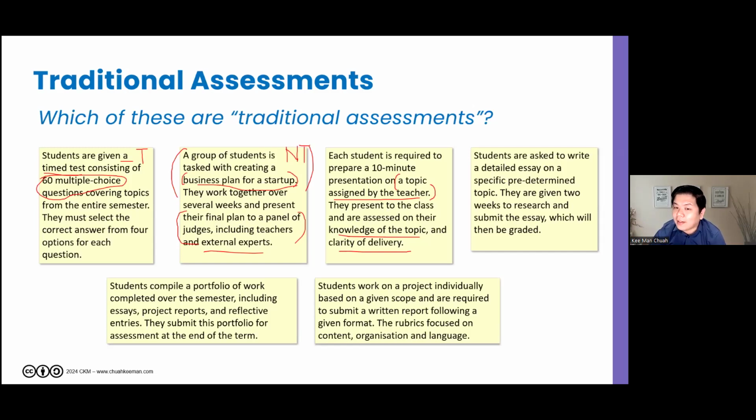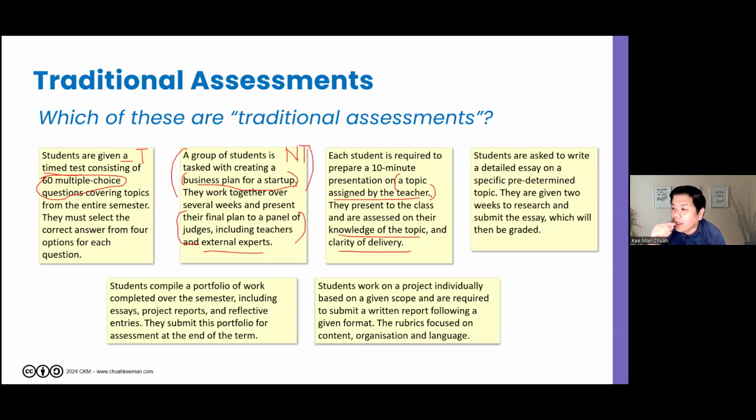In this case, I think I would label number three as partial, contingent on the way it's done. Because the tricky part is this, a topic assigned by the teacher. This sounds like standardization. Because you're giving the same topic, everyone could be preparing more or less the same script and talking about the same thing. You don't get a variety. You don't really get the kind of freedom that we want to give them in non-traditional assessment.